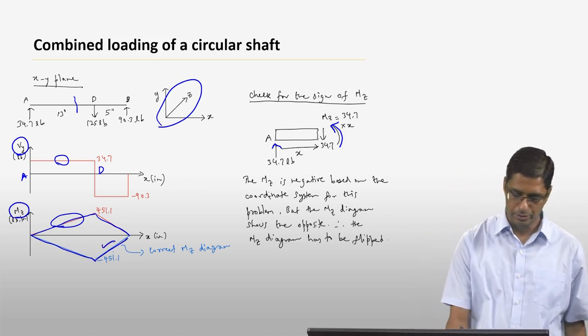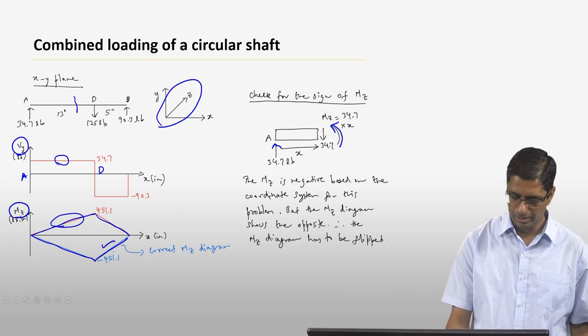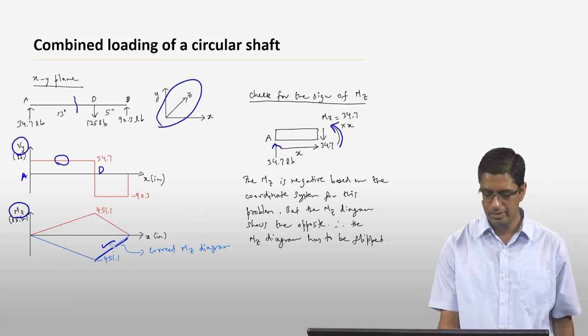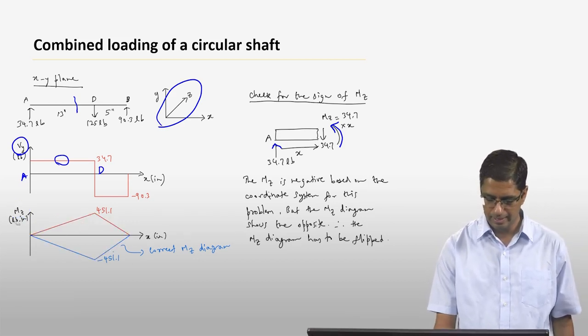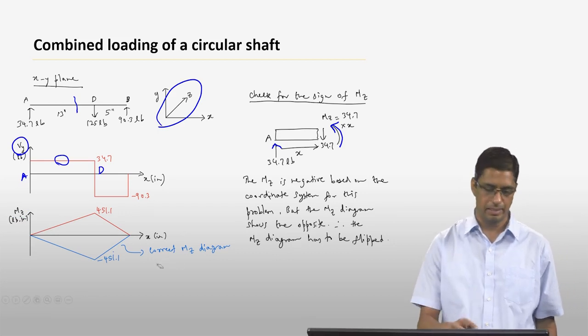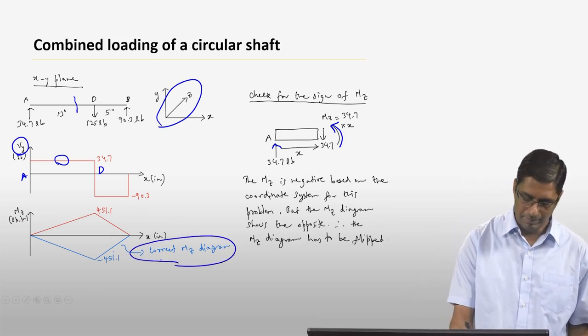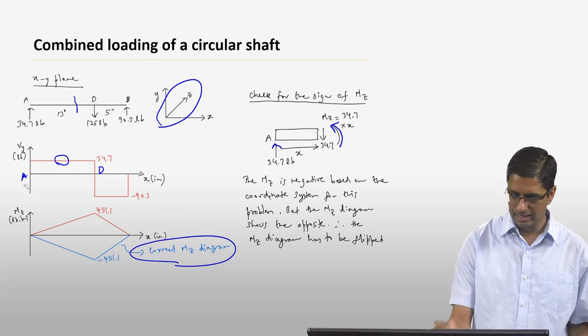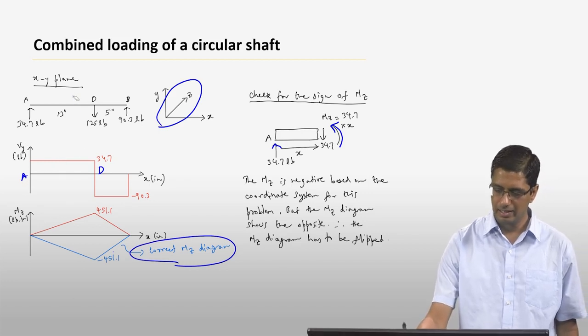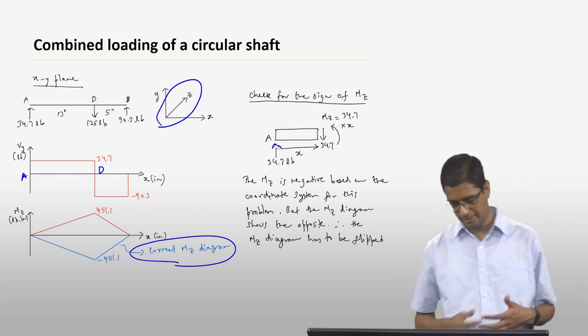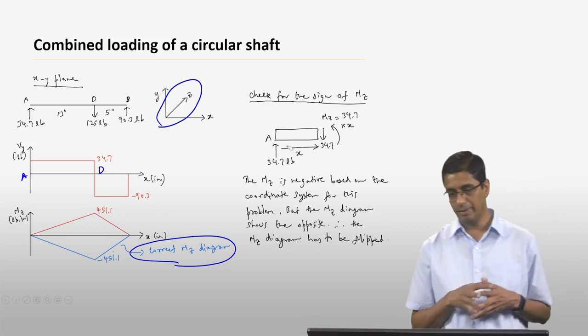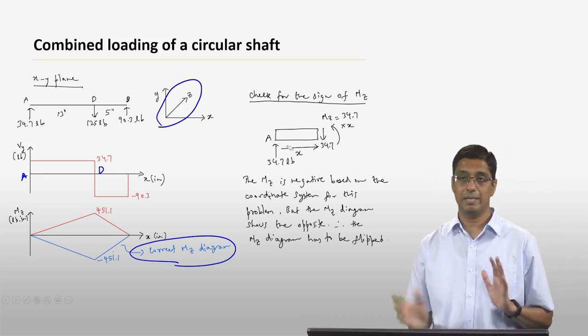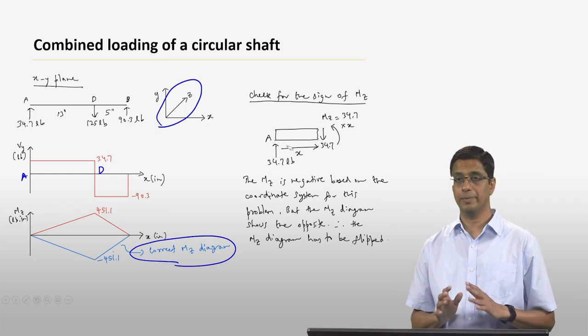Okay, so I'm just going to erase these things, but you kind of get the picture. So this here is the correct bending moment diagram. Something that you must keep in mind: in some cases, it's obvious that the bending moment diagram that we draw and the bending moment that you get from the free body diagram are going to be the same. But in some cases, it is not quite obvious.